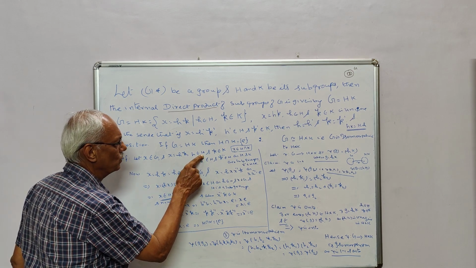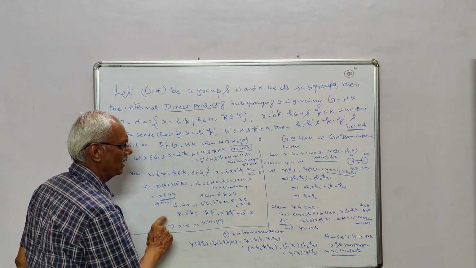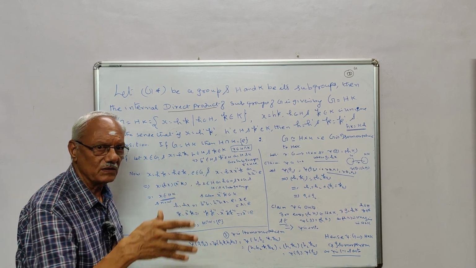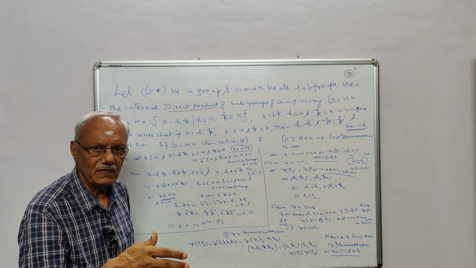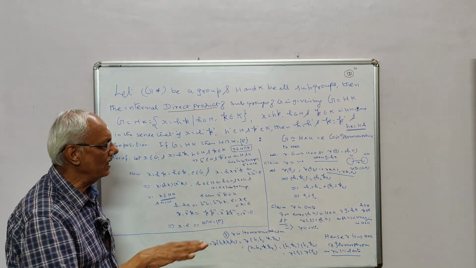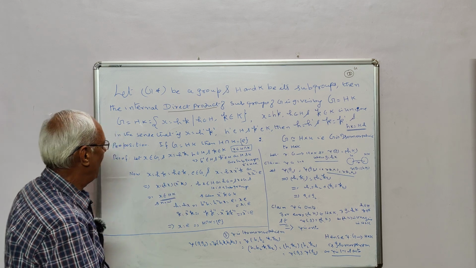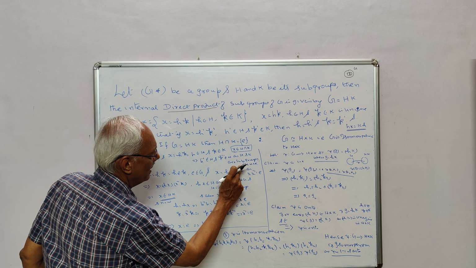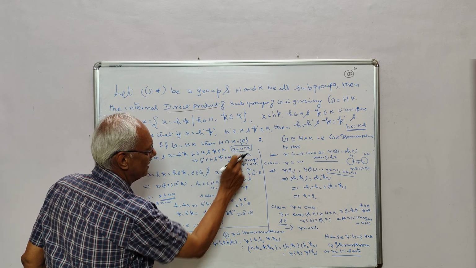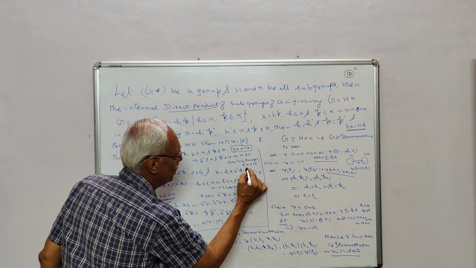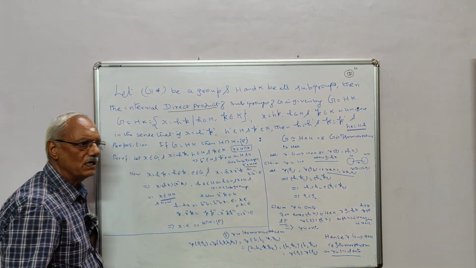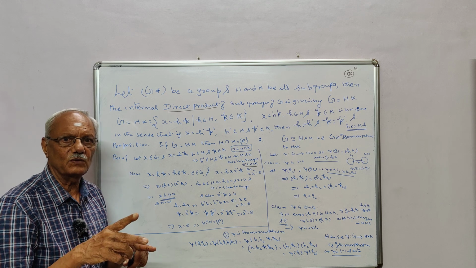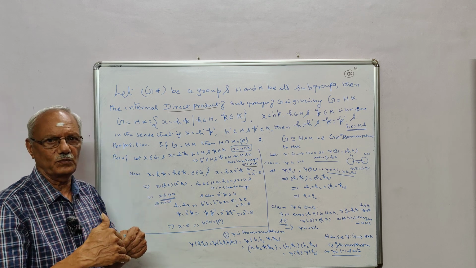See, h belongs to H and k belongs to K. So h inverse belongs to H because H is a subgroup. If an element h is there, its inverse must be present there. Likewise, k inverse must be present there. And x belongs to H intersection K, so x inverse must also belong to it, because if H is a subgroup and K is a subgroup, H intersection K is a subgroup.